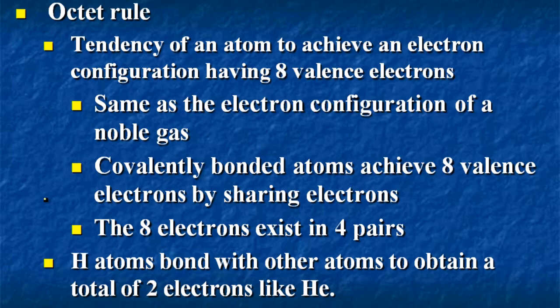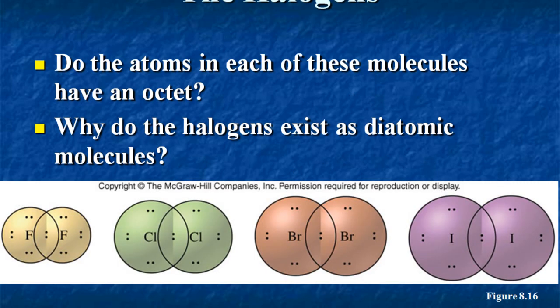So the octet rule, one more time, is the tendency of an atom to achieve 8 electrons, same as the electronic configuration of the noble gas, and again hydrogen needs only 2 electrons. Remember we said hydrogen 2 is the happy state, right? So only 2 electrons because helium has only 2 electrons. That's why hydrogen needs only 2 electrons.